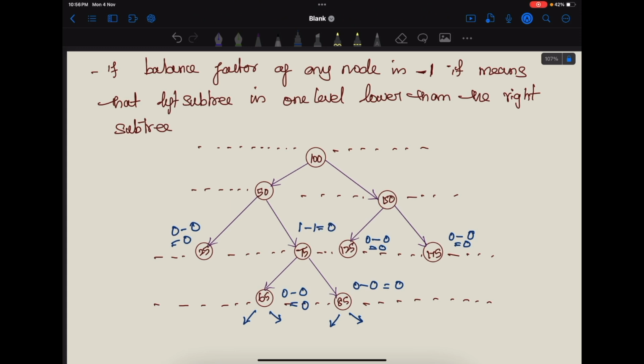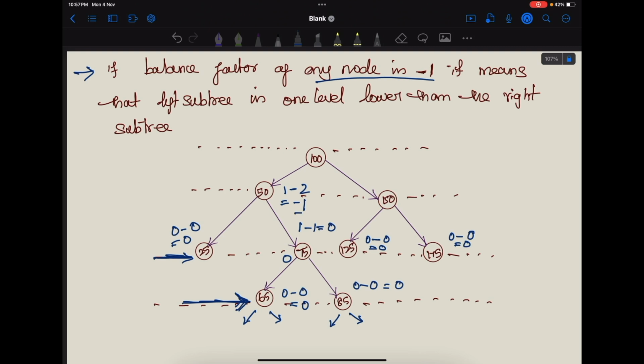So the balance factor here is 0. And in 50, on the left side we have only one branch, and on the right side we have to visit the deepest node. Whichever branch has the highest level, you have to visit that. According to the situation, there are two levels, so we can calculate this: 1 minus 2 is equal to -1. According to the statement, if the balance factor of any node is -1, it means that the left side subtree is one level lower than the right side subtree. According to this diagram, this level is one level lower than this level. This is how we get -1 here.